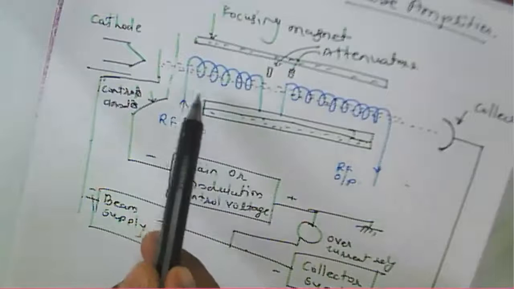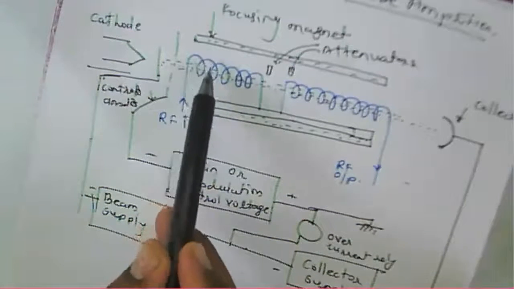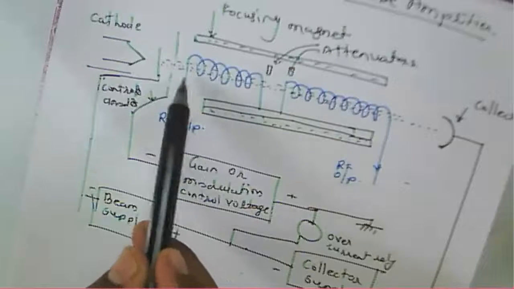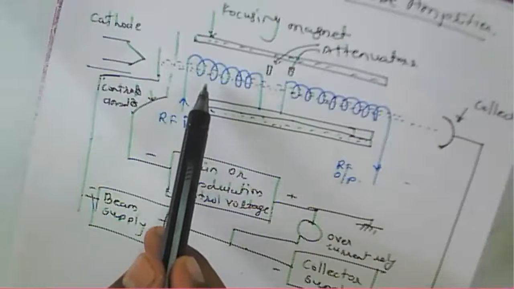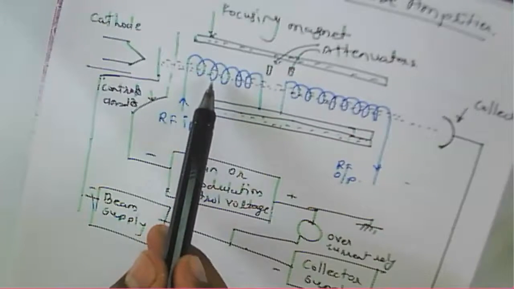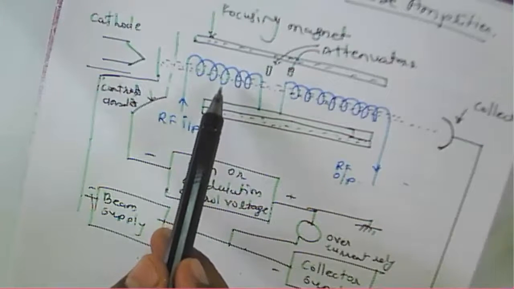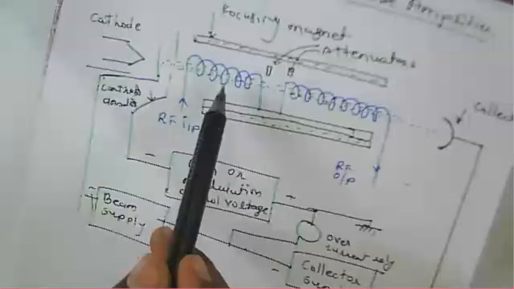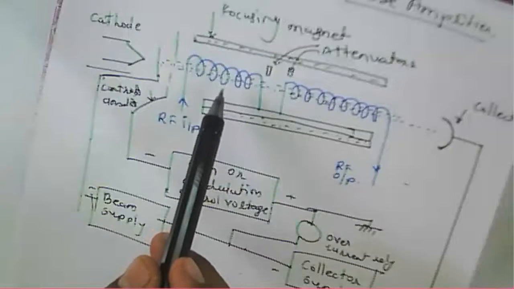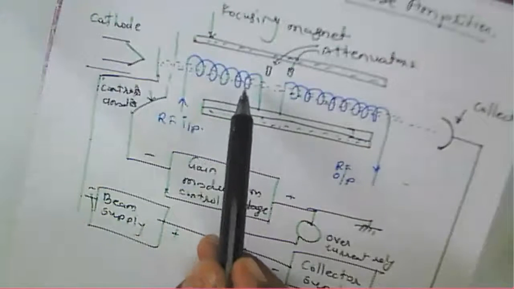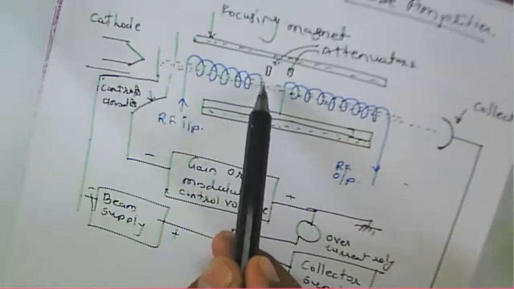This is the helix structure. The RF signal is propagating through this helix, and it gets energy from the electrons. Because of that interaction, the electrons provide energy to the RF field, and so the RF field is increased. RF amplification takes place because electrons provide their energy to the RF field. Your signal is amplified throughout this helix.